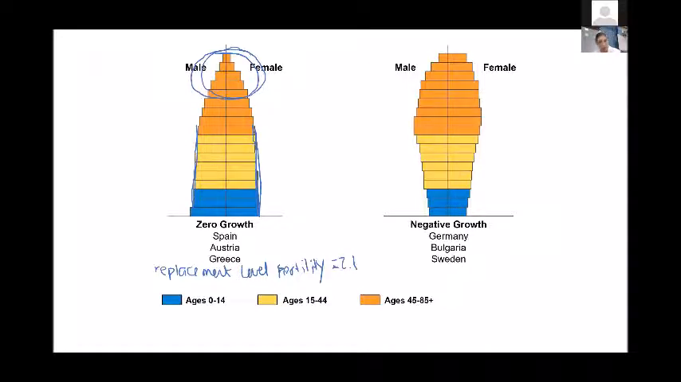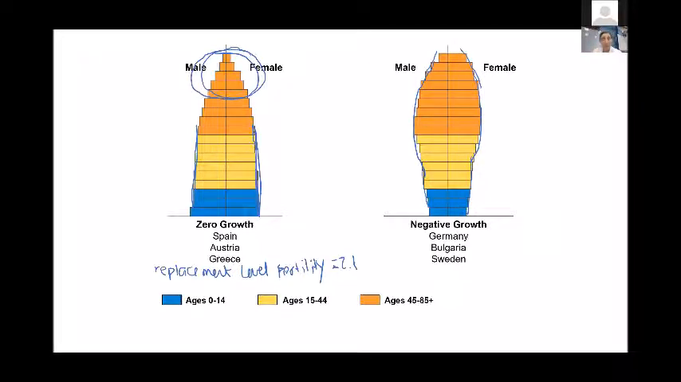But there are some countries that are experiencing negative growth. These tend to be developed countries that have maybe more restrictions on immigration, and they are seeing a decline. Their TFR has dropped below replacement level, 2.1. So here we can see this because it's got this bulge in the middle and it tapers down at the bottom and at the top.